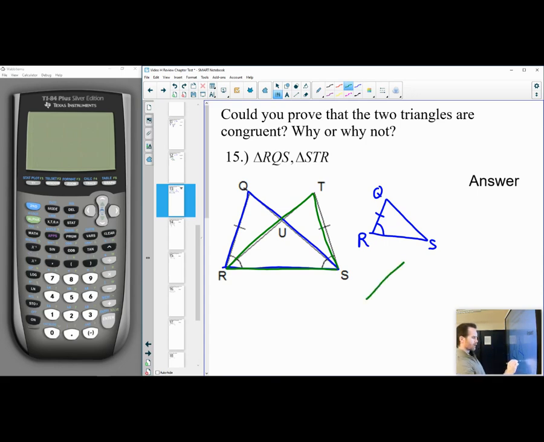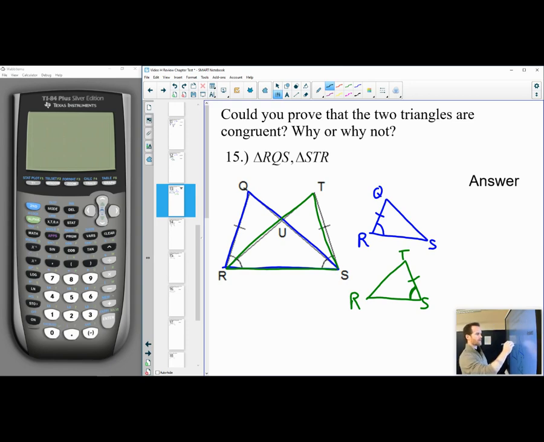Let's copy the green over here. Yeah, the drawing's not perfect, but whatever. So it's R, T, and S. What markings do we see? On TS, I see a side marking, and on the green S, I see an angle marking. Again, we're not going to bring this angle marking over for the green triangle because it's too big. It does not fit.